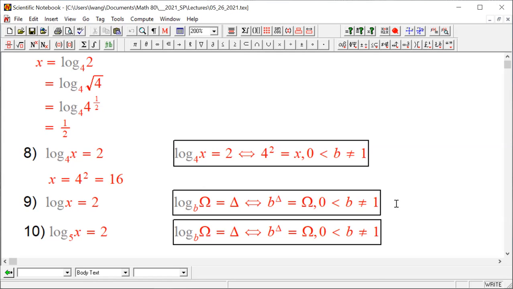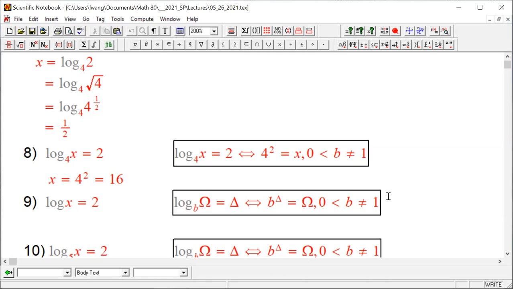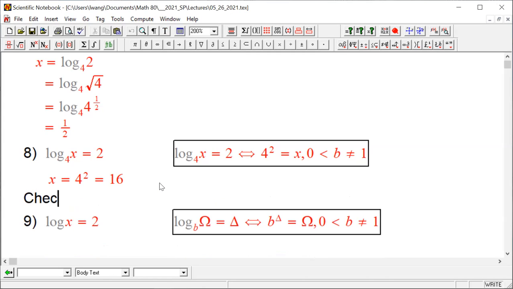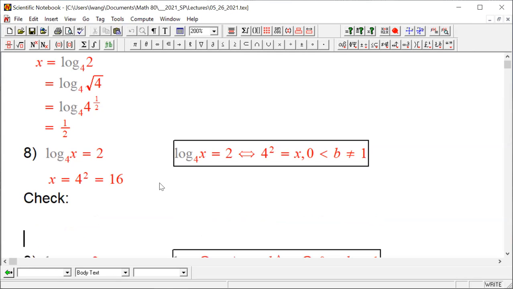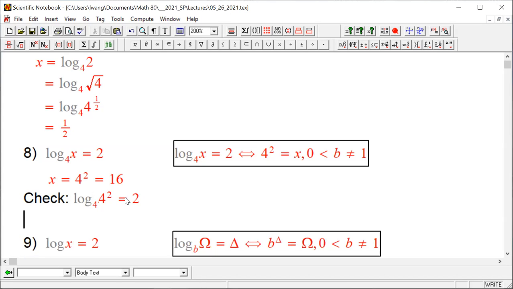Now, of course, you can check your work. If you check your work and you plug in, your x is 4 squared, and that's going to be equal to 2, equal to the right-hand side, right?